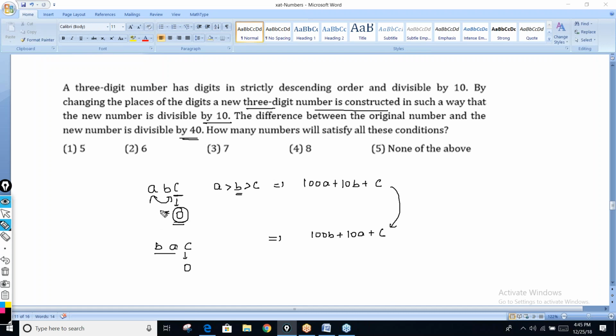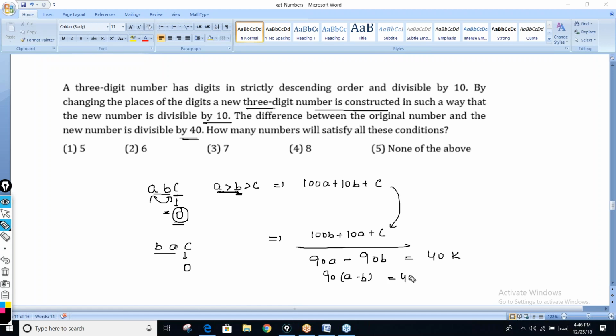Which number is larger, this number or this number? A is greater than B, right? Digits are in descending order. So if A is greater than B, this number has to be more than this number. If I subtract this number from this number, I'll get 90A minus 90B. That number should be a multiple of 40. How many numbers will satisfy this condition?